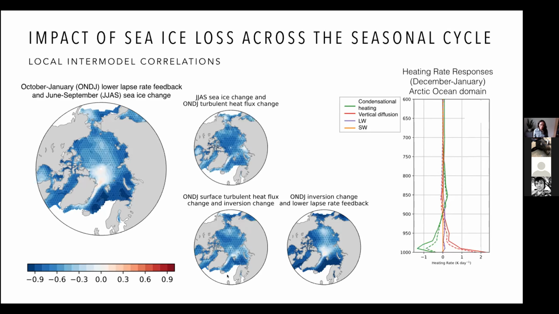Then for larger increases in surface turbulent heat flux, the temperature inversion weakens more. You can see on the panel on the right in red, the dominant contribution to warming the boundary layer is indeed the vertical diffusion of upward surface sensible heat flux anomalies. And then for larger decreases in inversion strength, the lower lapse rate feedback is more positive, leading to further warming.